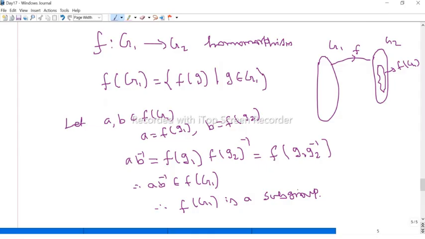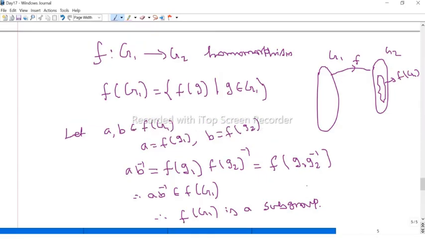But in general, that is not a normal subgroup. You try to prove it. Anyway, given any homomorphism, we have two subgroups. One subgroup we produce in the domain, that is the kernel. We produce one more subgroup in the codomain, that is the image of the set.